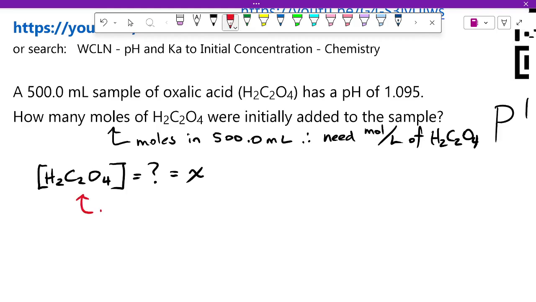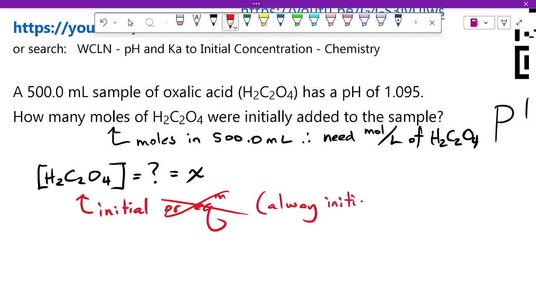Is this the initial or the equilibrium concentration of H2C2O4? Initial. Always initial. Anytime you are asked for or are given a concentration of the acid, it will be the initial concentration of the acid. Before we were given it, now we're being asked for it.